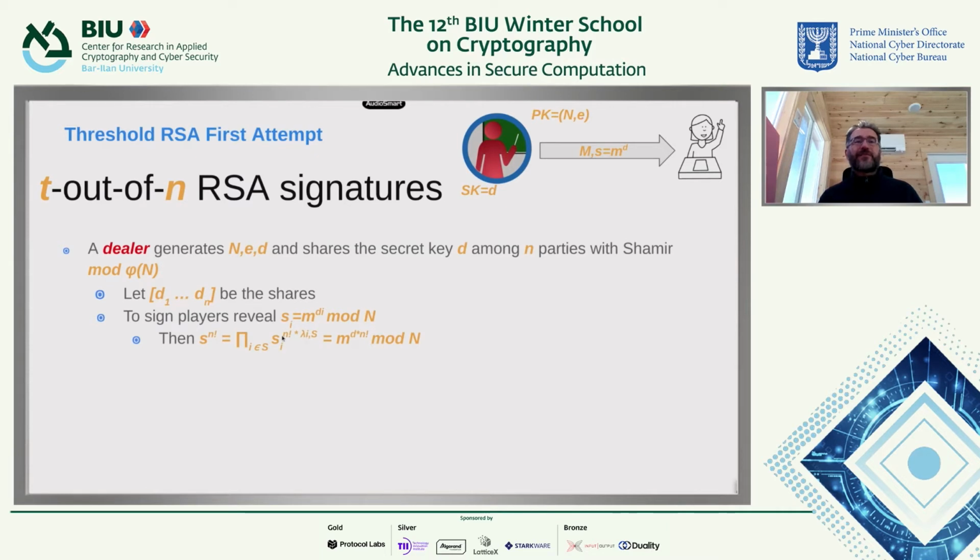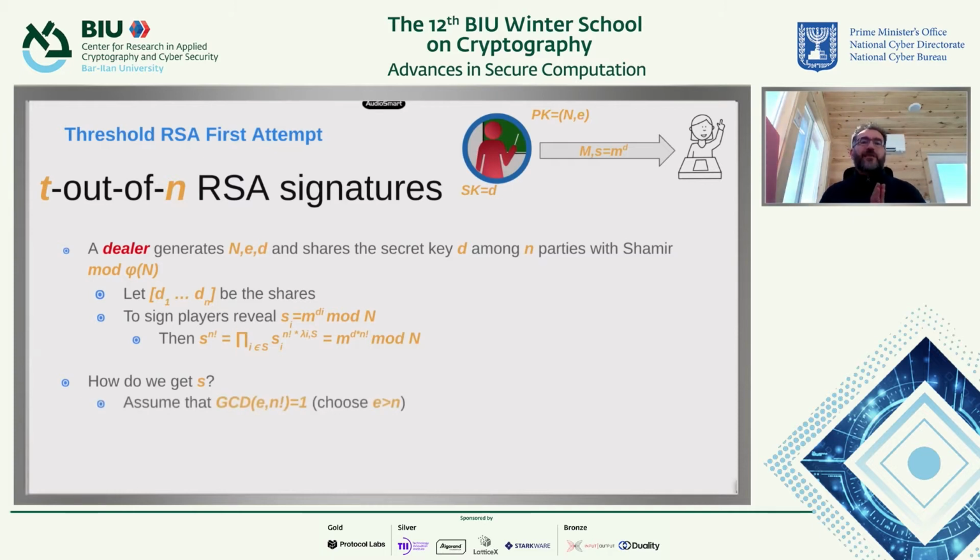So we're going to compute s to the n factorial. How? By taking the si and raising them to n factorial times the Lagrangian. N factorial times the Lagrangian now is an integer, and so we can do this computation right here, and this will give us m to the d times n factorial. So we didn't get the signature, we get the signature raised to the n factorial. But we want the signature. How do we get the signature out?